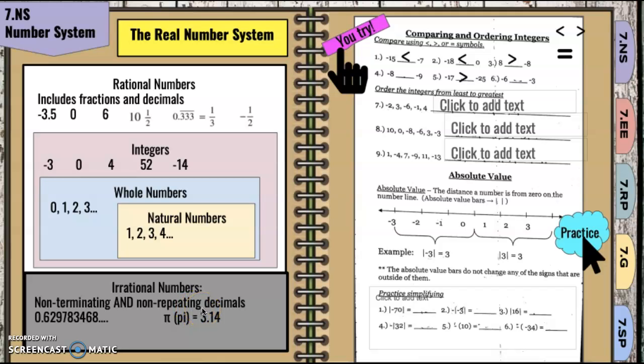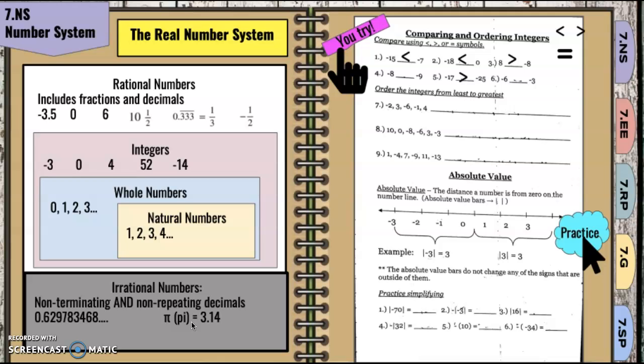It cannot end and cannot repeat, like 0.629783468, and you'll see this little ellipses that indicates it continues to go on. The irrational number that we will deal with in 7th grade is called pi, and we will use 3.14 to estimate pi, and we'll use that in our geometry unit once we begin dealing with circles.